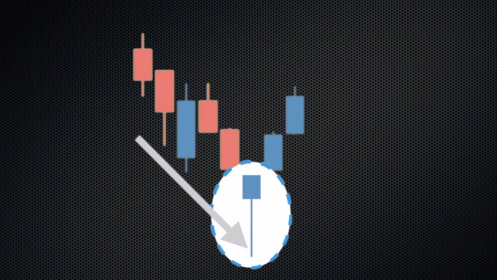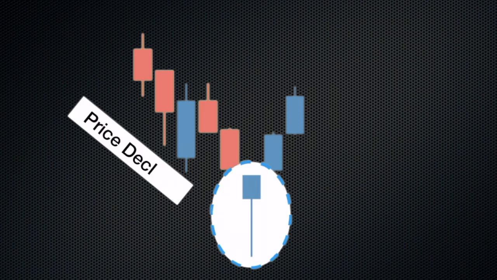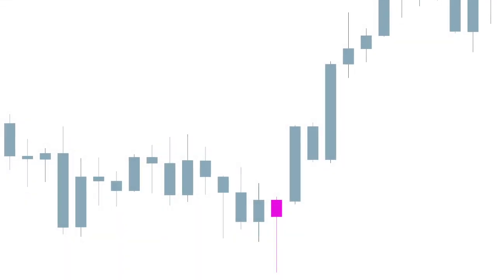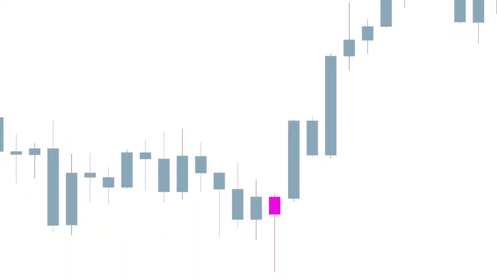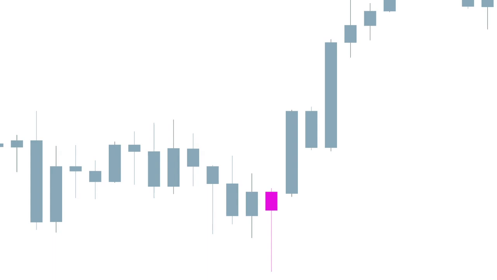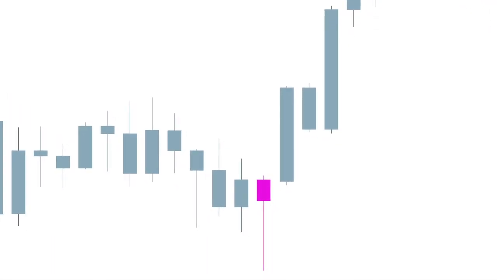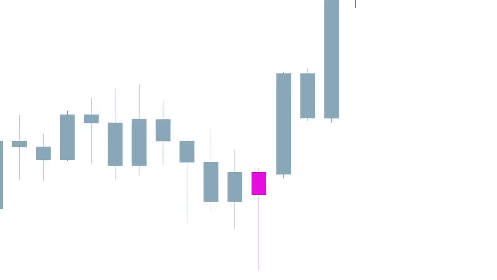The pattern forms a hammer-shaped candlestick in which the lower shadow is at least twice the size of the real body. Let's break this down really quick. Here we have a very obvious example. We have a price decline in which there is a drawdown leading to a turbulent period in which we have our hammer. We can easily identify it by looking at its shadow, this long thin line that is well over 2 times the body, which is right here. In this case, the shadow looks to be about 4 times longer than the body, making it very obvious.